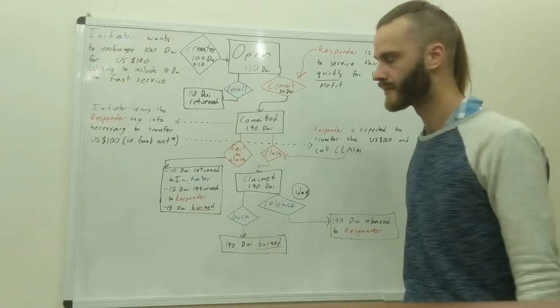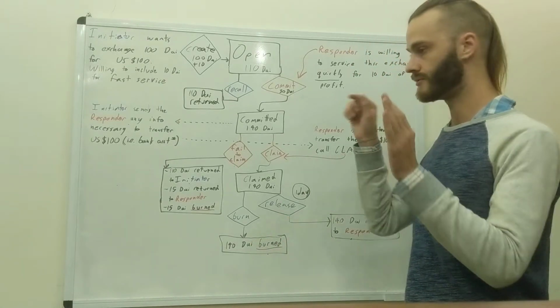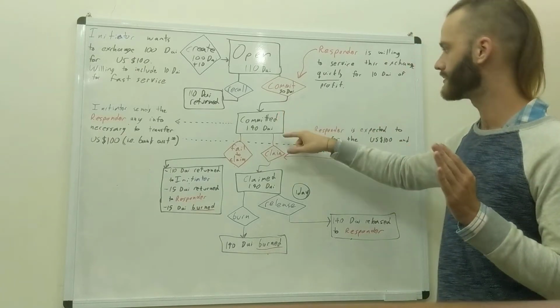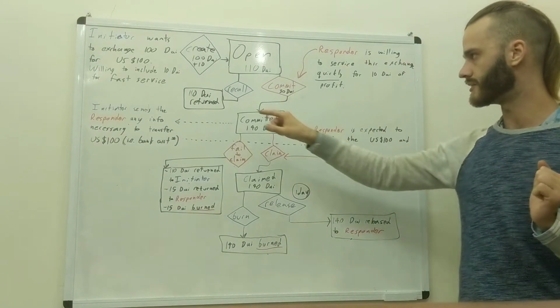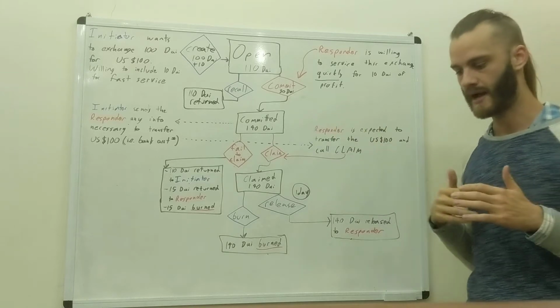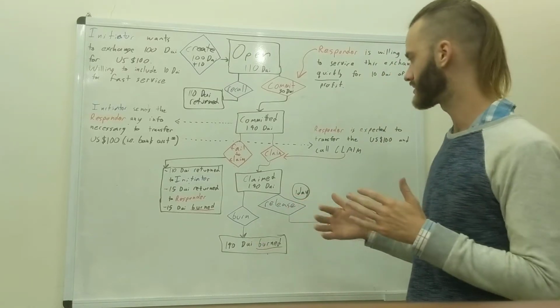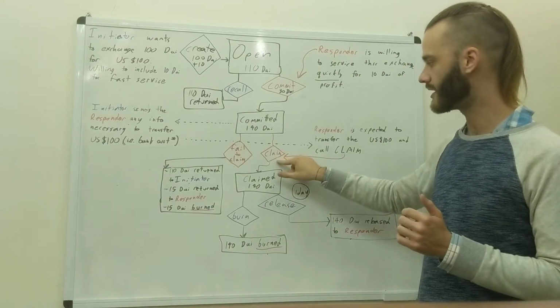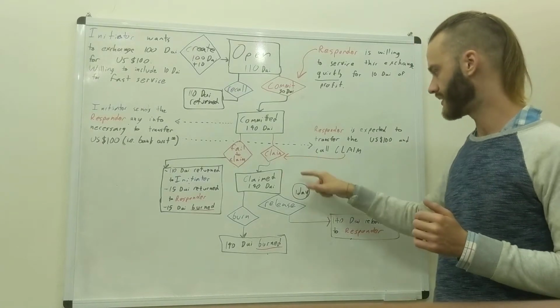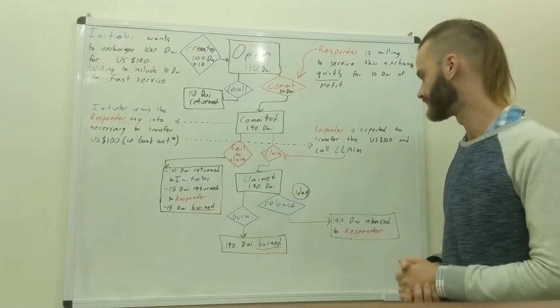And so the responder is going to look through those and see offers with fiat transfer methods that he's able to work with. And once he sees one of those, he's going to commit to it by putting his deposit in. And then once he's committed, he's going to get information from the initiator about how to actually make that fiat transfer. He'll make the fiat transfer, click the claim button, and then wait for the initiator to release it.